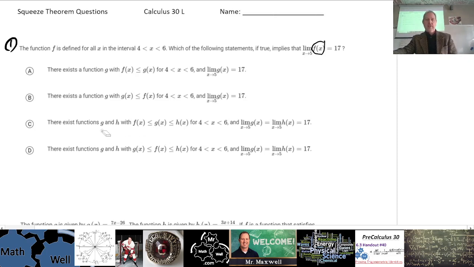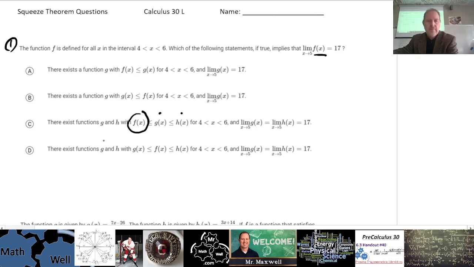Let's see, there exists a function g and h with f of x being less than g of x being less than h of x on this interval, where the limit of g of x as x approaches 5 is equal to the limit of h of x as x approaches 5, which both equal 17. Okay, so we might be getting a little bit closer here, hey? F of x is the one in question, does that make sense here? Well, g of x and h of x are both 17, but f of x is underneath that. This is not squeeze theorem, it's close though.